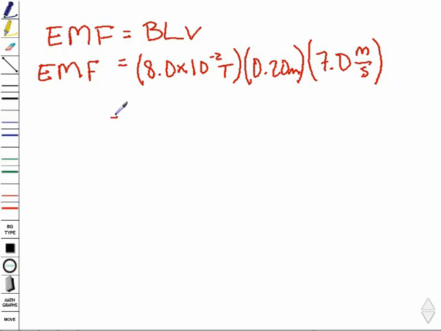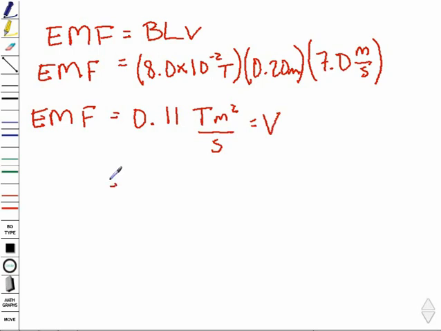When we calculate this out, we see that we get an induced EMF that equals 0.11 Tesla meters squared per second. Now, a Tesla meter squared per second is just another way to write a volt, so we can write our answer as 0.11 volts as our induced EMF in the wire.